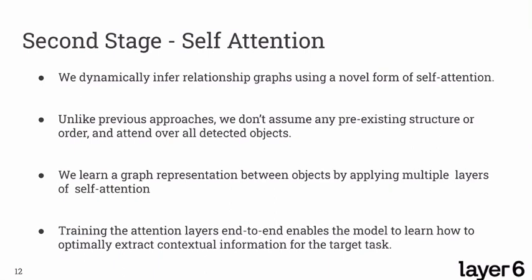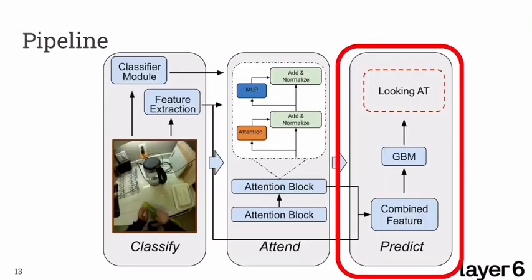Training the attention layers end-to-end enables our models to learn how to optimally extract contextual information that is beneficial to this scene graph generation task.